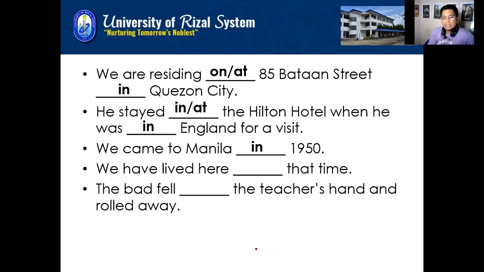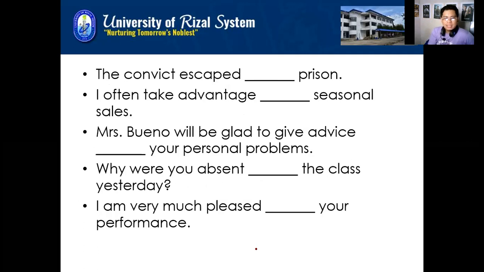We have lived here since that time. Although I did not mention that in my lecture, the correct answer for that is "since". The bad fell blank the teacher's hand and rolled away. It's "on the teacher's hand", because you touch the surface. It touched the surface, so that's why we use "on". The bad fell on the teacher's hand and rolled away. The convict escaped from prison, point of origin. Okay, point of origin. I often take advantage of seasonal sales.